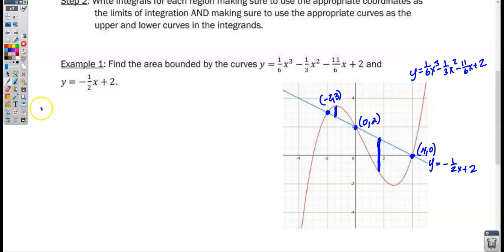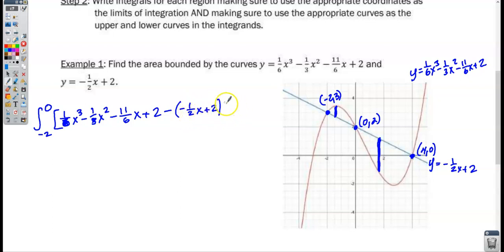As we calculate the upper curve minus lower curve to build our integral, our first integral is going to be the integral from the left end to the right end of this first region. So the integral from -2 to 0. And on this interval, the upper curve is the cubic function. So I'm going to write that function first. We're going to have upper curve minus the lower curve on that interval, which is the line. And that integral is going to give us the area of this first region.